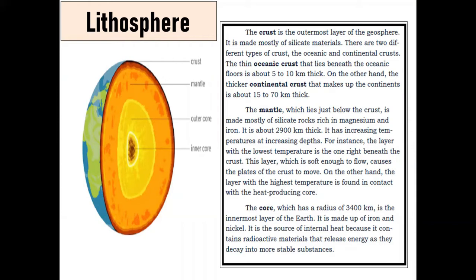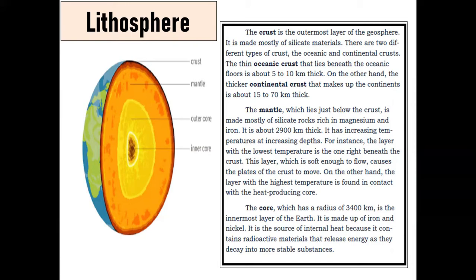The crust is the outermost layer of the geosphere. It is made mostly of silicate materials. There are 2 different types of crust: the oceanic and continental crusts. The thin oceanic crust that lies beneath the oceanic floors is about 5 to 10 kilometers thick. On the other hand, the thicker continental crust that makes up the continents is about 15 to 70 kilometers thick.